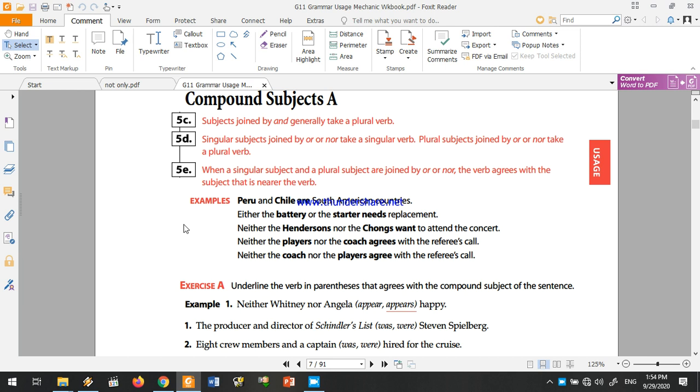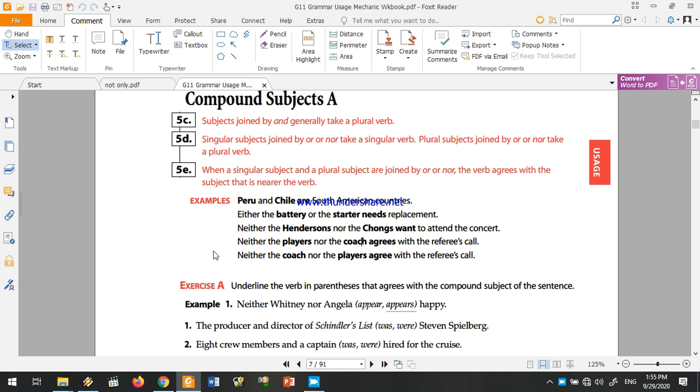Example 4. Neither the players nor the coach agrees with the referee's call. Here we have two subjects. The first one is players, which is plural. The second one is coach, which is singular. And we know that in neither nor and either or, the verb must agree in number with the subject closest to it. So since coach is singular, we use a singular verb. We should not focus or pay attention to the subject I mentioned before.